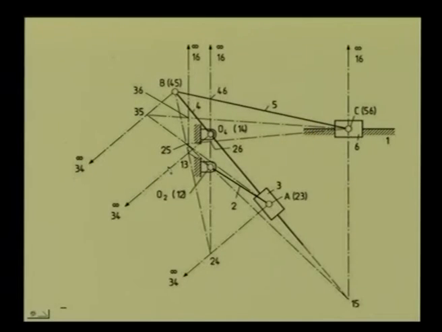Following the procedure just explained, finally, we obtain all the relative instantaneous centers of this 6 link mechanism as shown in this figure. We note O2, that is 1 2, A which was 2 3, B which was 4 5, C which was 5 6, and O4 that was 1 4. These are the 5 R pairs. Immediately locate 5 relative instantaneous centers.